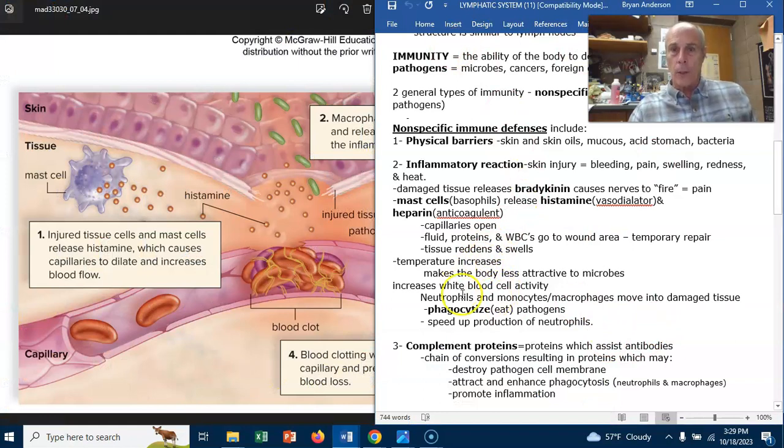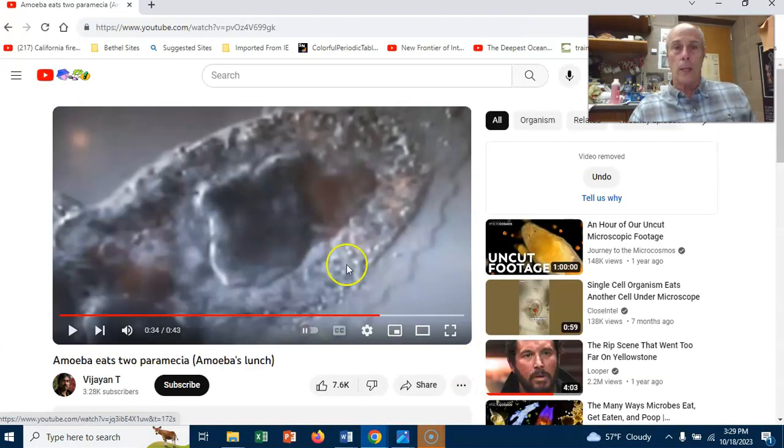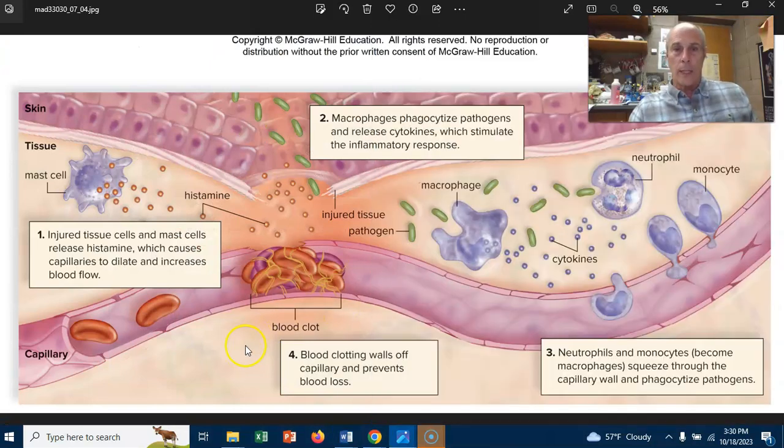So what they're going to specifically do is something called phagocytize. And that's this image that I showed you on Wednesday in class. This is the amoeba surrounding the paramecia. So it extended its cell wall around the paramecium. It injected digestive juices into that vacuole that it created around these two paramecia, and it literally digested them. That's what's going on here.